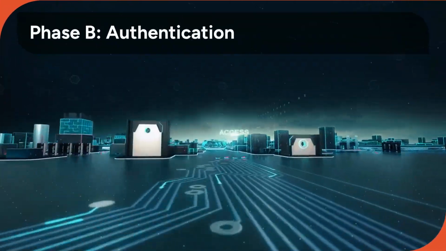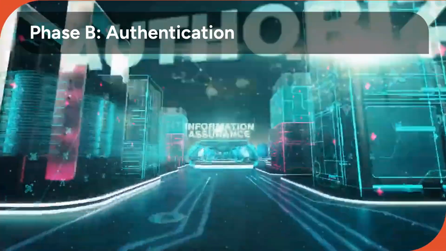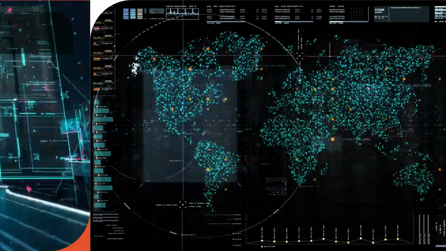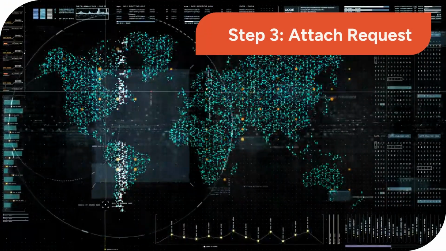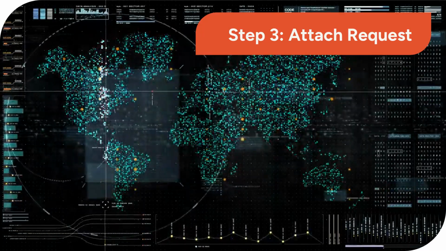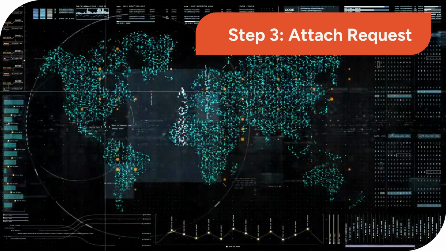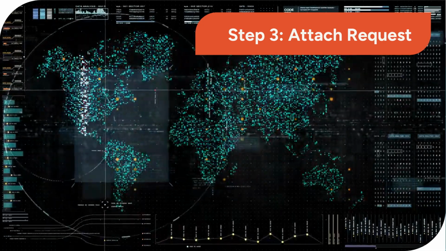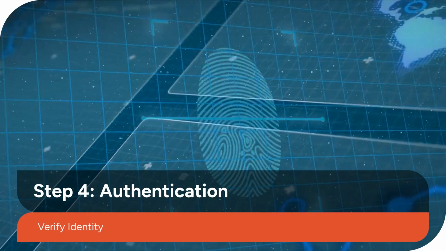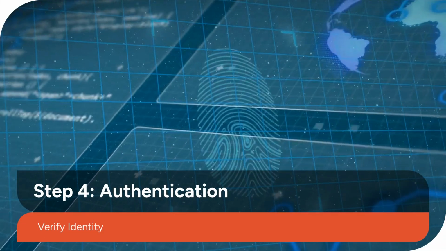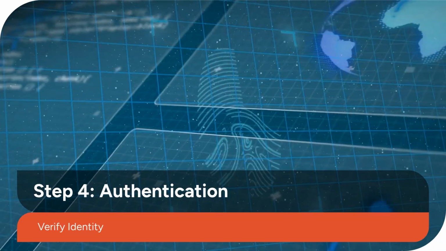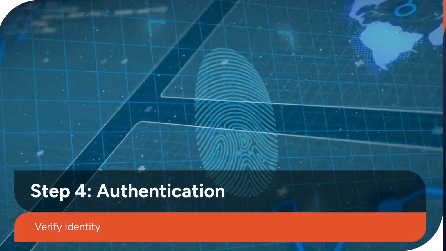Moving into Phase B, authentication and security, which is controlled by the non-access stratum, or NAS, layer. Step 3, the attach request. The phone now sends its unique identity, either the IMSI or the GUID, via the eNodeB to the MME in the core network. Step 4, authentication and ciphering. The MME checks with the HSS to verify you are a valid subscriber. Key security keys are generated, so your session is fully secured.